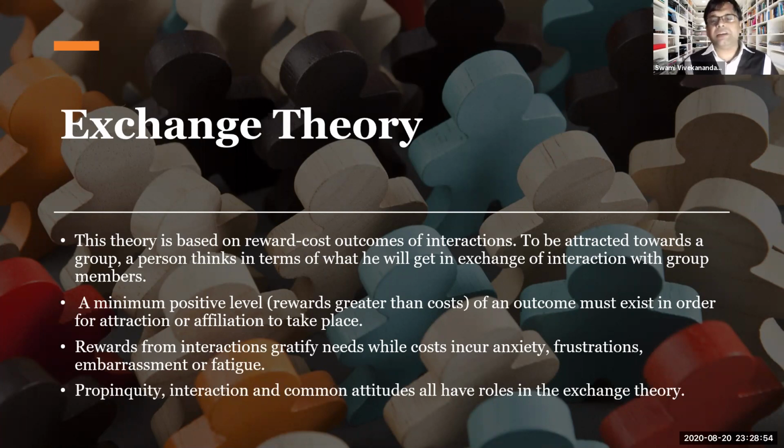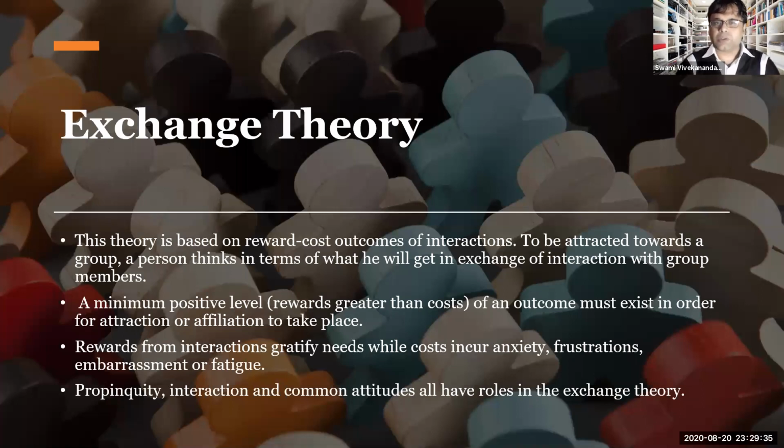Now the propinquity, interaction, and the common attitudes all have roles in the exchange theory, because we understand the interaction: what is my reward, what is the level of interaction, what is the common attitude or the values, anything I should be getting out of that, right? It may be social respect, it may be a materialistic outcome, anything that may come out. So out of this anxiety or frustration or embarrassment or fatigue, I'm getting social recognition out of that group. So that is the reason I want to continue with that group, right? So these are the theories that we have discussed: propinquity, interaction, common attitude, and the exchange theory.